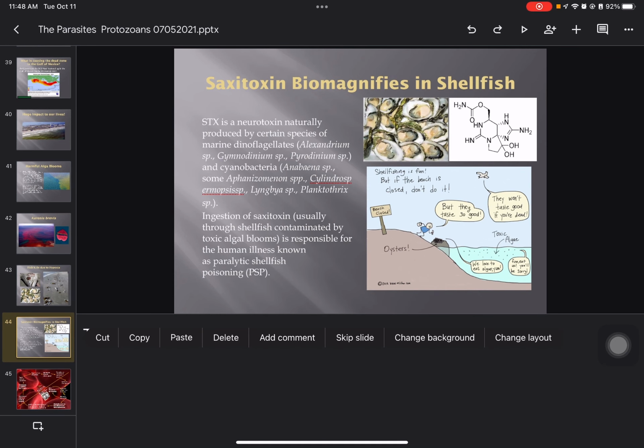All right, so here you can see, here's the toxin itself, the molecule of toxin. It's called saxitoxin. It is a neurotoxin. It causes paralytic shellfish poisoning, and so it can shut down your nervous system, right, completely. So we have to be very careful with that.